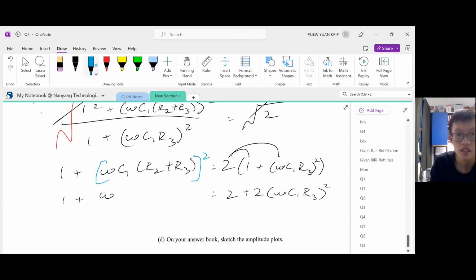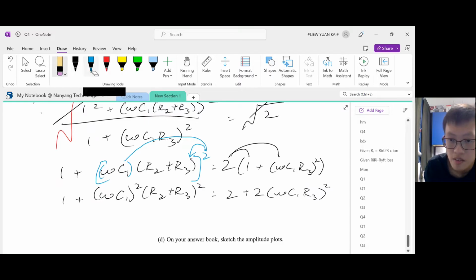I'm gonna expand this like this, okay? You see this square? I'm gonna give it to this guy and give it to omega c1. Okay, you'll see why later. Yeah, okay, I'm gonna expand this. I'm also gonna do it on the other side. So see this? I'm gonna distribute this square to here and to here.